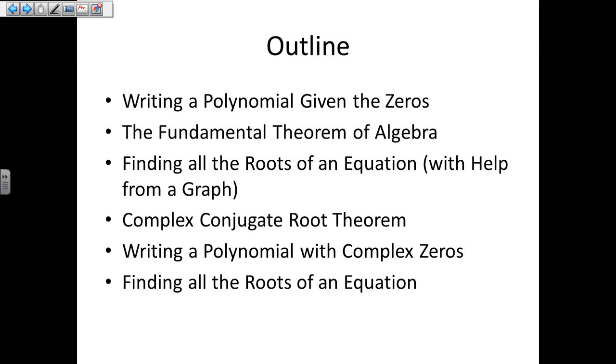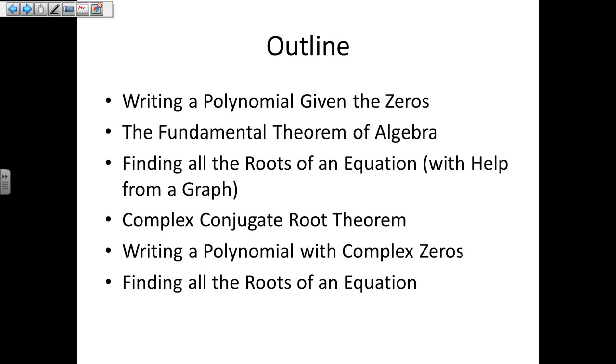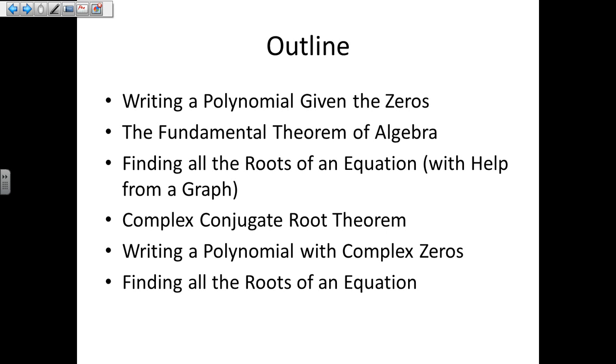The outline for this video: we'll start by writing a polynomial given the zeros. We'll talk about the fundamental theorem of algebra. We'll look at finding all the roots of an equation with the help from a graph. We'll look at the complex conjugate root theorem. We'll look at writing a polynomial with complex zeros. And then we'll end with finding all the roots of an equation.